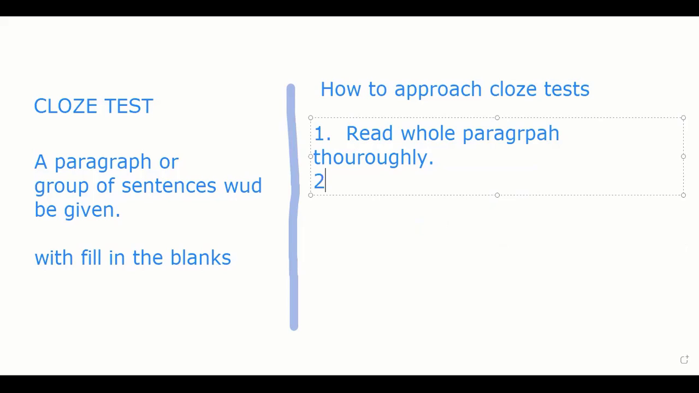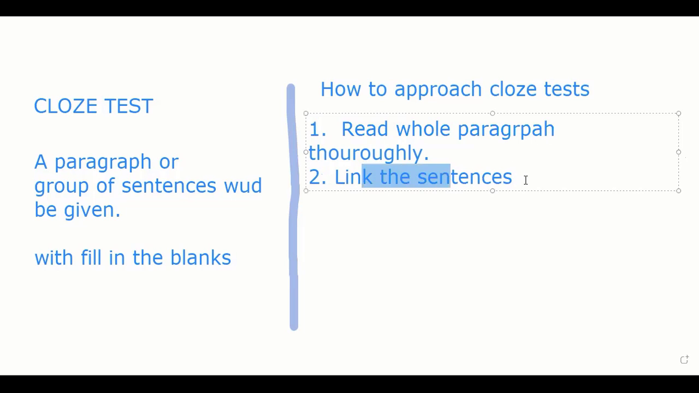Second thing is, see, as I said, it's a CLOZE test, it's not normal fill in the blanks. So it's also important that you try to link the sentences. If you want to do the CLOZE test correctly, you should try to link the sentences. That will be the right approach, because it's not only about grammar, it's also about vocabulary, reading skills and understanding skills. So link the sentences. That is the second thing in how you approach the CLOZE test.